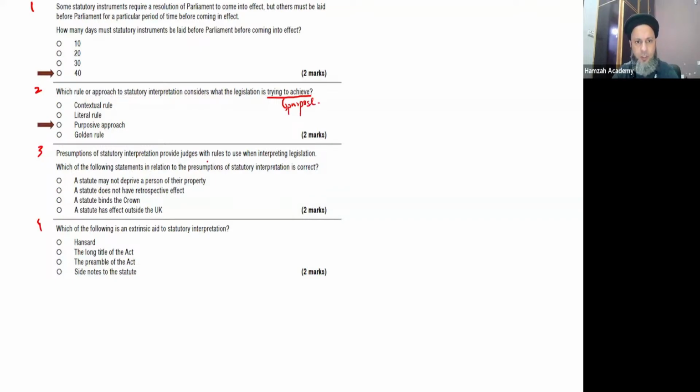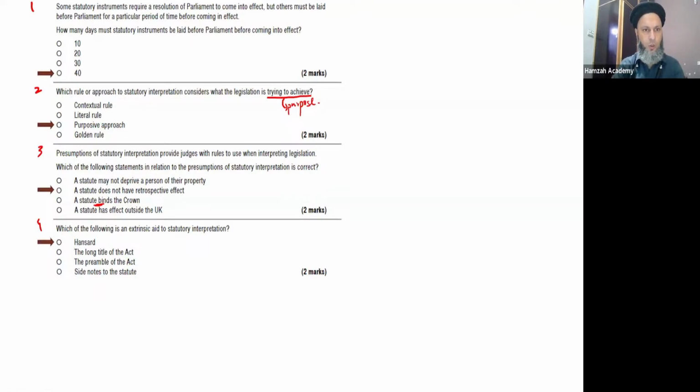Presumptions of statutory interpretation provide judges with the rules to use when interpreting legislation. That would be C. Okay. See, a statute does not bind the Crown. You have written 3 as C, but the presumption says that a statute does not bind the Crown. Okay. Which of the following is an extrinsic aid to statutory interpretation? That will be the answer.